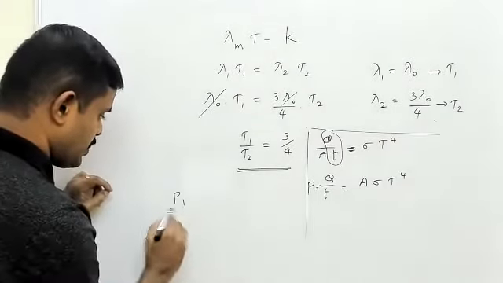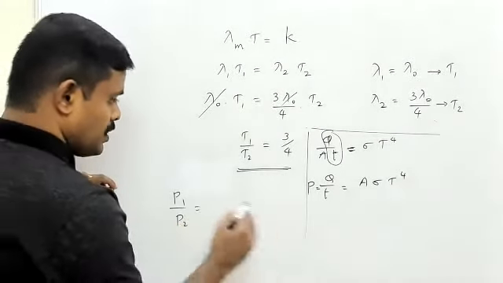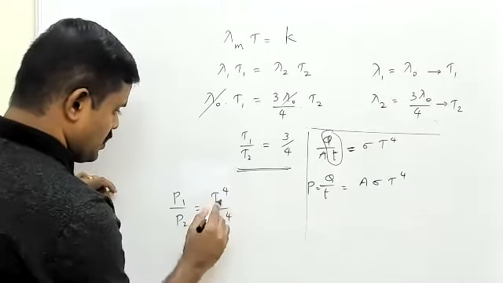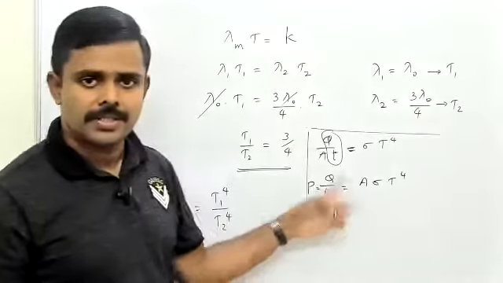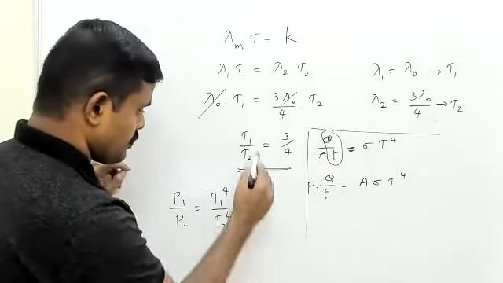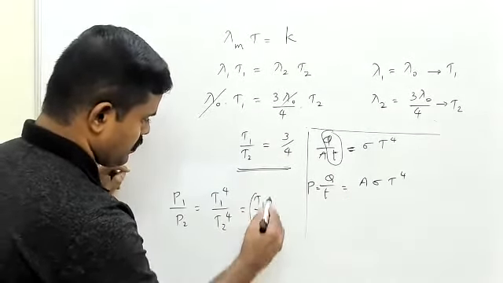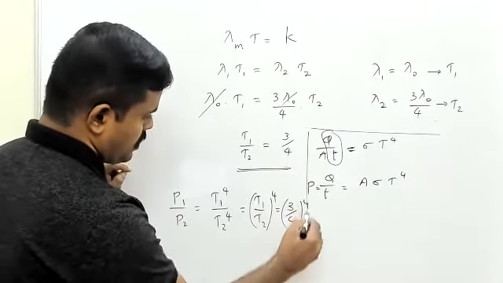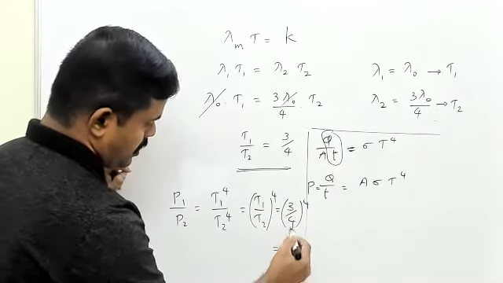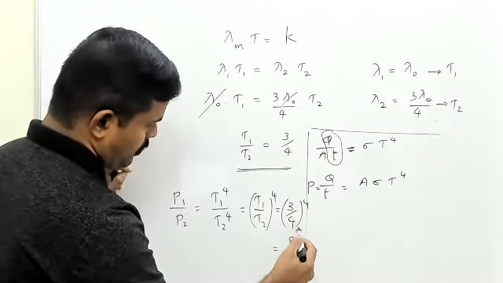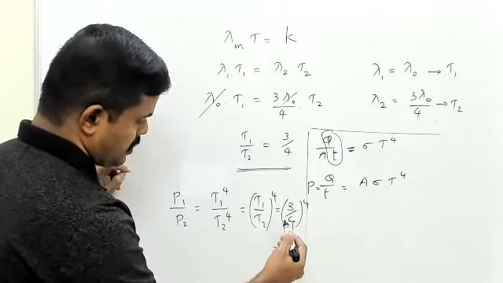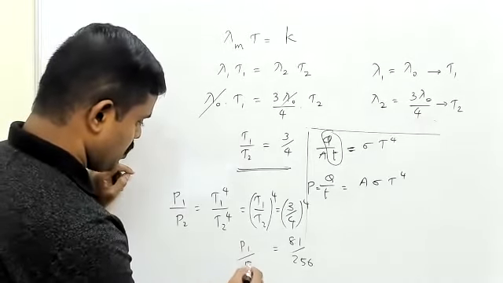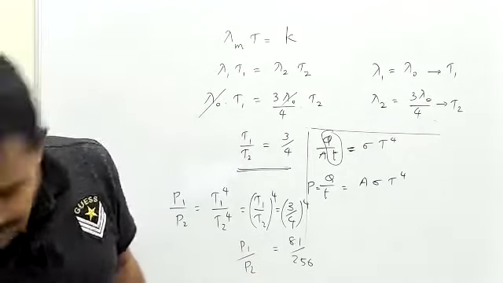So if I want to take the ratio of P1 to P2, it is T1 raised to 4 by T2 raised to 4. Why? Because A is constant, sigma is constant, same body, right? So T1 by T2 raised to 4, which is 3 by 4 raised to 4. 3 into 3 into 3 into 3 is 81, by 4 into 4 into 4 into 4. 4 into 4, 16. 16 into 4, 64. 256. So P1 by P2 is 256 by 81.